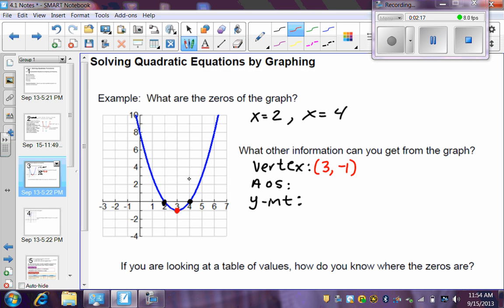The axis of symmetry is the line that runs through the vertex. And the equation of that would be x equals 3. Your y-intercept is where it crosses the y-axis, and if you notice, it crosses the y-axis right here at 8. So at 0, 8, it crosses the y-axis.